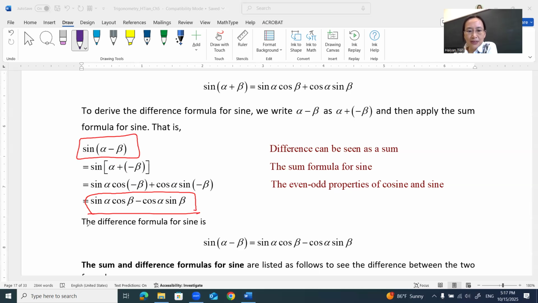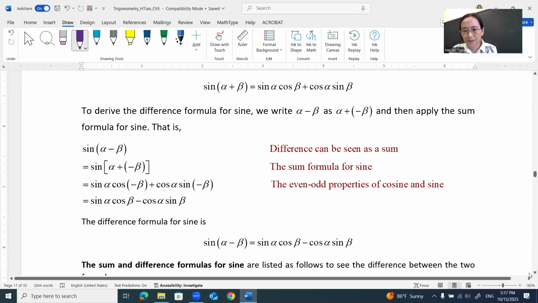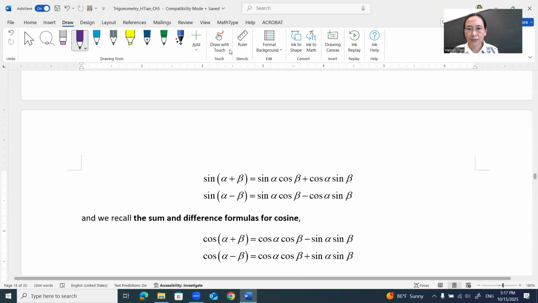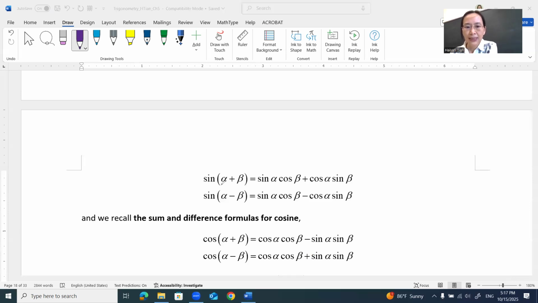So to put them side by side, it's very clear that we see the difference. Sum for a sine, right? This is the sum of the two products. Difference for a sine. Here you see the difference of these two products.